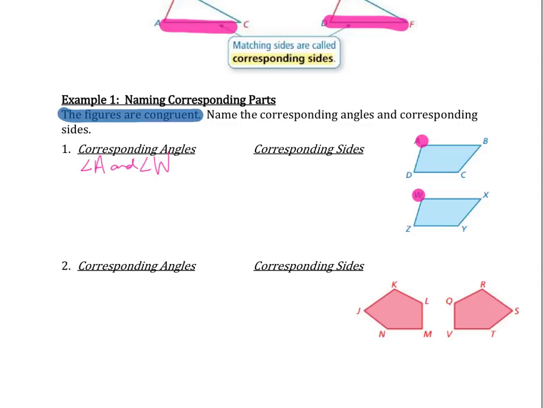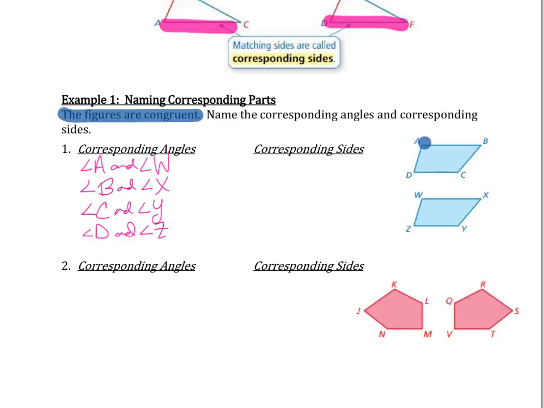So if I keep going through each angle, angle B would correspond with angle X, angle C would correspond with angle Y, and angle D would correspond with angle Z, and that's all you have to list. Now, when we get to the sides, it's the exact same story. We're looking at what sides correspond, which are in the same position. However, whenever you name sides, make sure you're naming endpoint to endpoint.